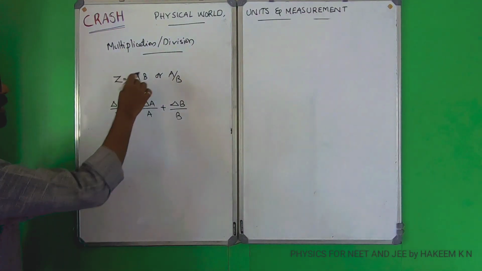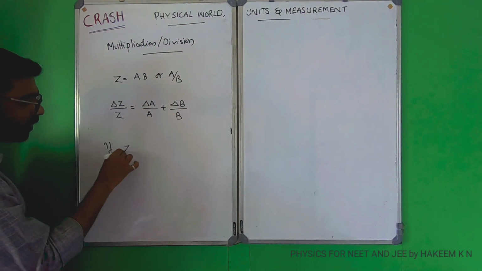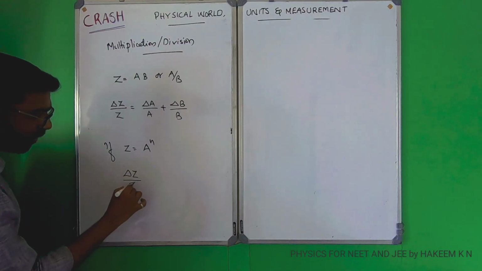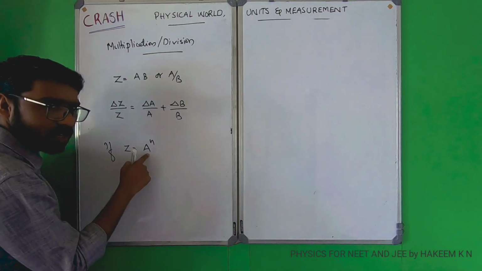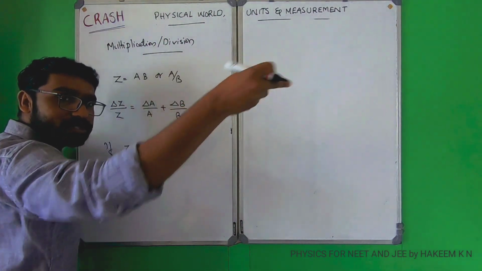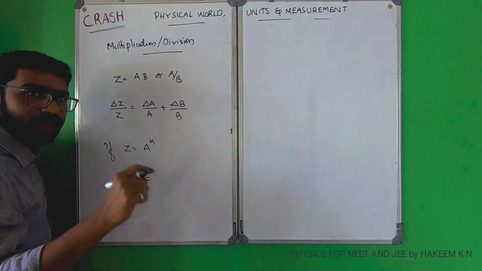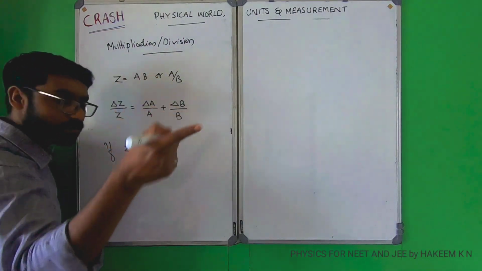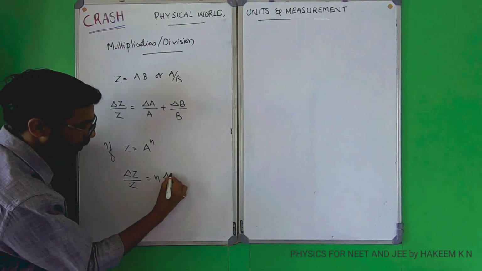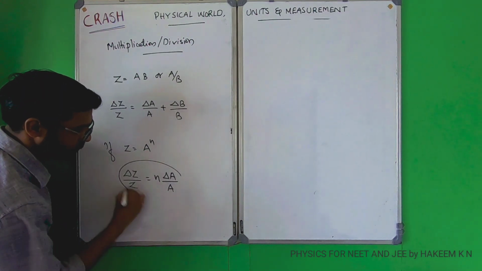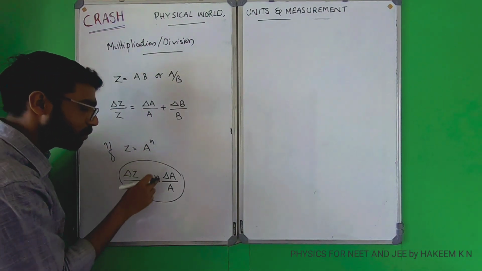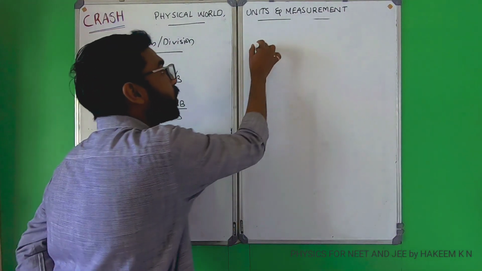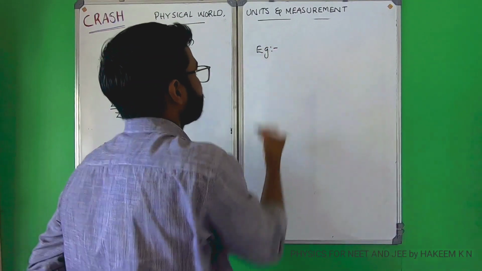And if it is a powered quantity, for example, if z equal to a raised to n, then what is relative error in z? A raised to n means A comes n times. Multiplying A into A into A like n times. So A repeats n times, right? So n into relative error in A. We are multiplying with the power n into relative error in A. So we can check an example here.